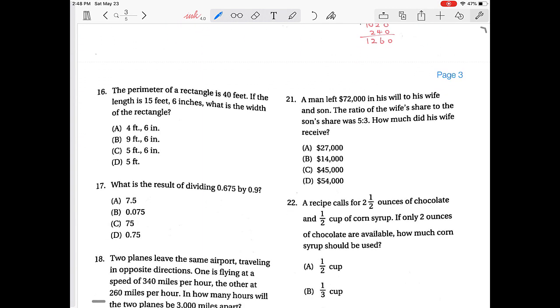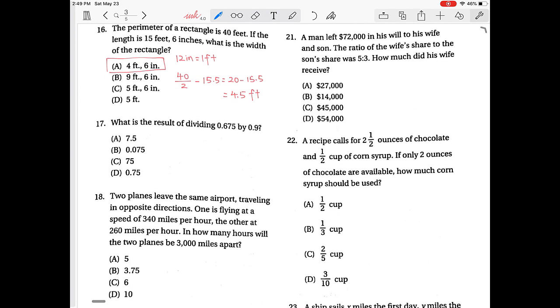Number 16, the perimeter of a rectangle is 40 feet. If the length is 5 feet and 6 inches, what's the width of the rectangle? Here we need to know that there are 12 inches in a foot, so 6 inches is half a foot, and the width would then be the perimeter divided by 2, subtract the length, which is 5.5. So that is 20 minus 15.5, which is equal to 4.5 feet. And that is equivalent to 4 feet and 6 inches, option alpha.